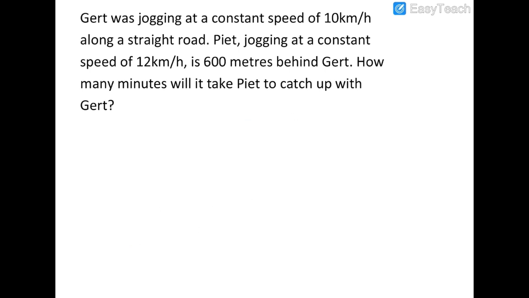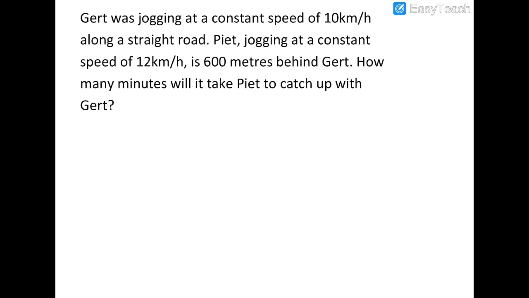Next problem says Gert was jogging at a constant speed of 10 km per hour along a straight road. Pete, jogging at a constant speed of 12 km per hour, is 600 meters behind Gert. How many minutes will it take Pete to catch up with Gert?